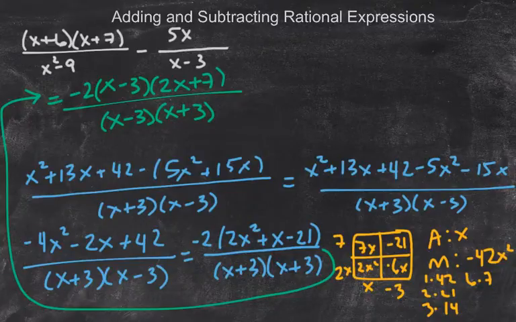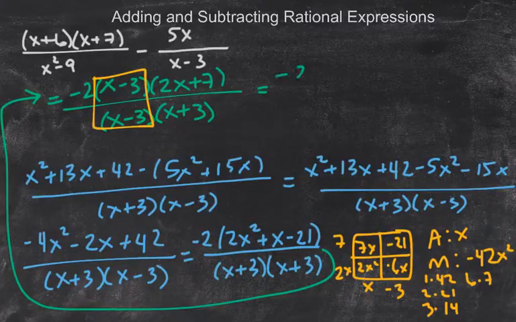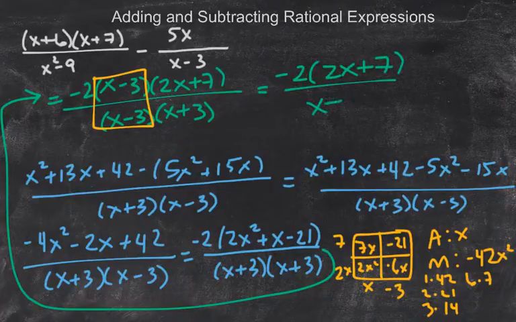I'm seeing a giant 1 or a common factor of x minus 3, so I'm going to cancel those out. And I'll be left with negative 2 times 2x plus 7 over x plus 3. My excluded values are the x values that make the original denominator equal 0, so I cannot have x values of 3 or negative 3.